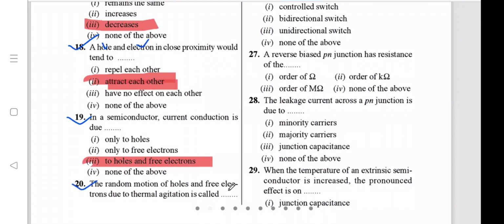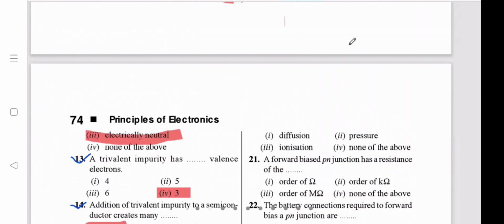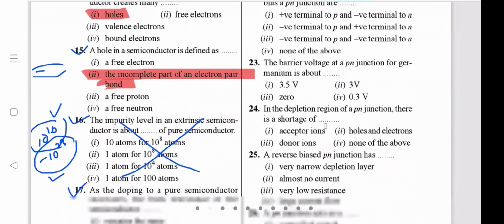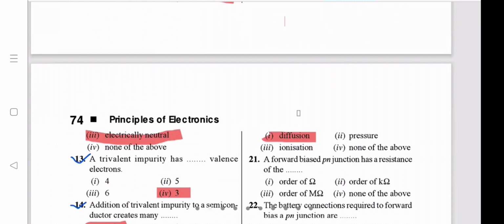The random motion of holes and free electrons due to thermal agitation. I told you that due to potential gradient, the movement of carriers is called drift. Due to concentration gradient or any other gradient, if the carrier moves, that phenomenon is called diffusion. So here the answer will be diffusion. If you change the concentration, carriers will go from high concentration to low concentration area. That phenomenon is called diffusion.